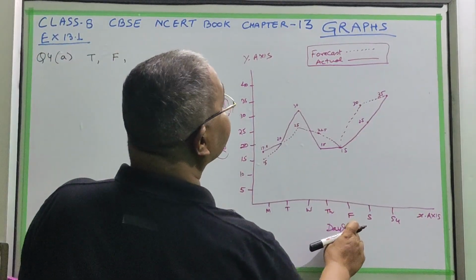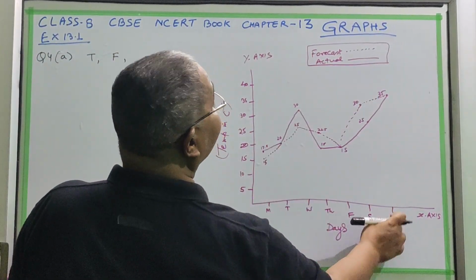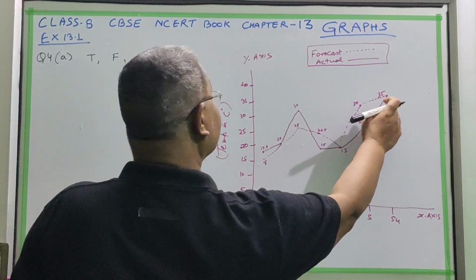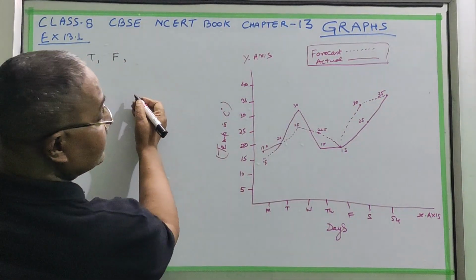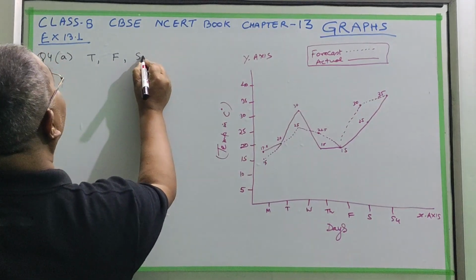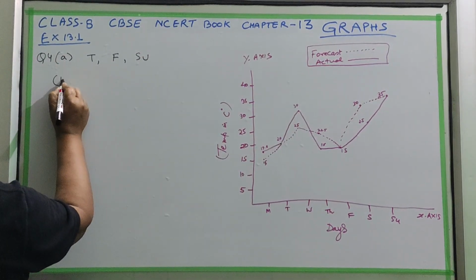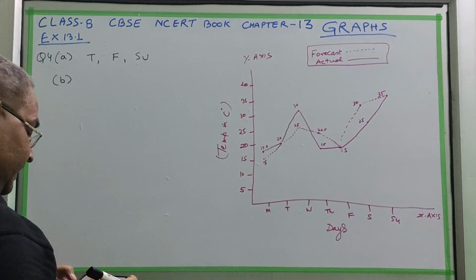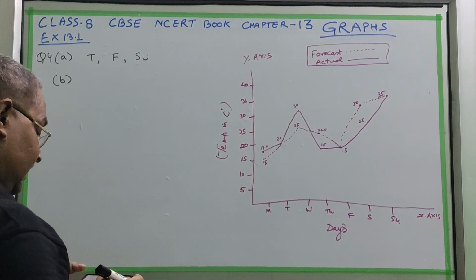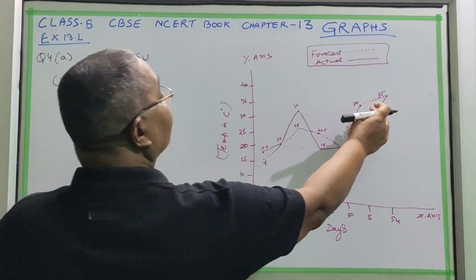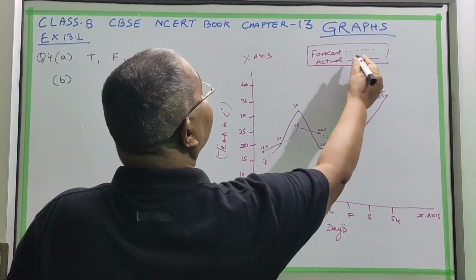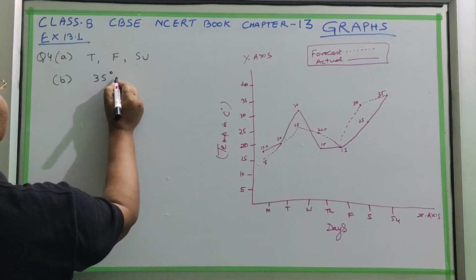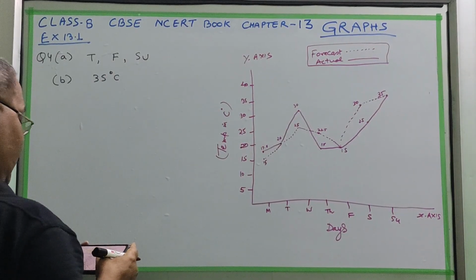Friday also it is matching. Then again on Saturday also it is matching. Both the lines are meeting at one point. So this is your Sunday. Sunday also they are meeting. Okay. Now point number B. What was the maximum forecast temperature? The maximum forecast was 35 degrees, because the dotted line is forecast. So 35 degrees centigrade during the week.